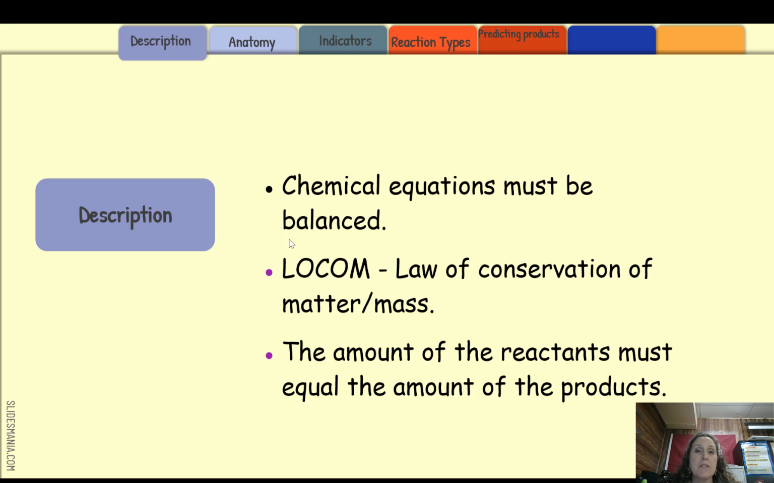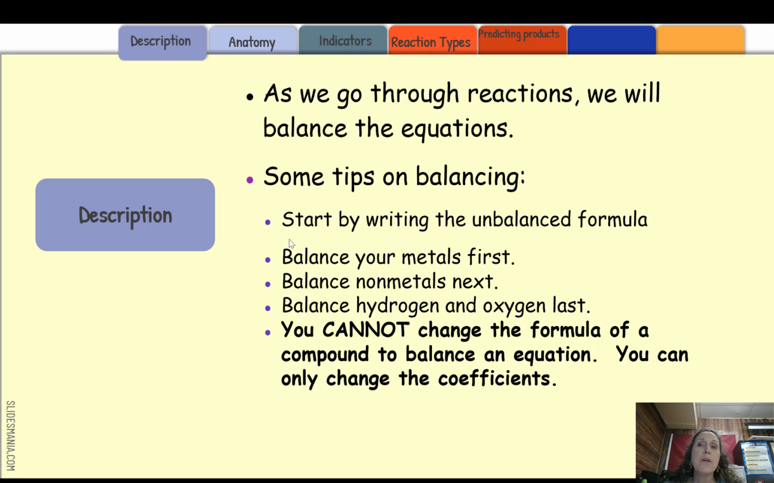These chemical equations must be balanced because of the law of conservation of matter, which states that matter cannot be created or destroyed. It can only change form. So because of that, it has to be balanced on each side. Therefore, the amount of the reactants must equal the amount of the products. As we go through the reactions, we'll be balancing different equations.